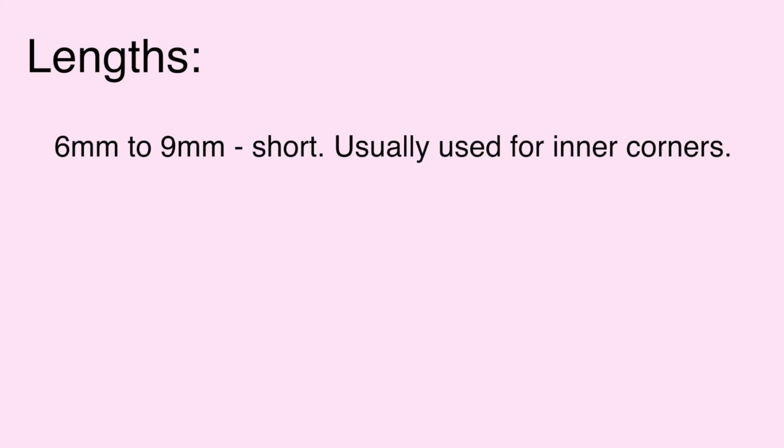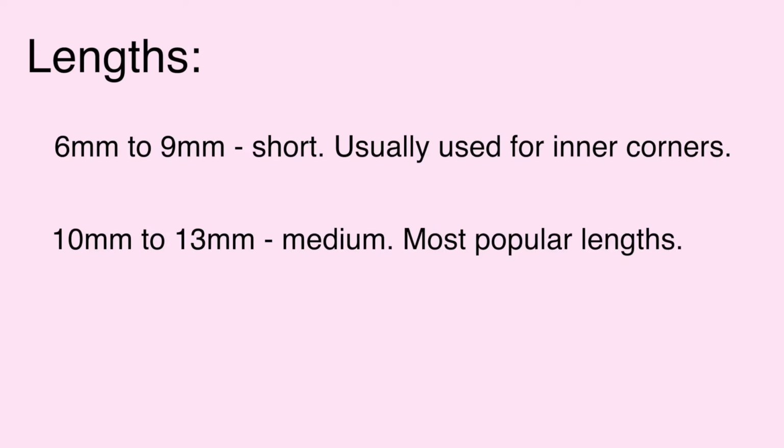The length of eyelash extensions typically ranges from a tiny 6 mm to a very long 18 mm. For better understanding, let's divide them into a few groups. 6 to 9 mm are short, usually used for inner corner lashes. 10 to 13 mm are medium. These are the most popular length. They are pretty noticeable but still natural looking.